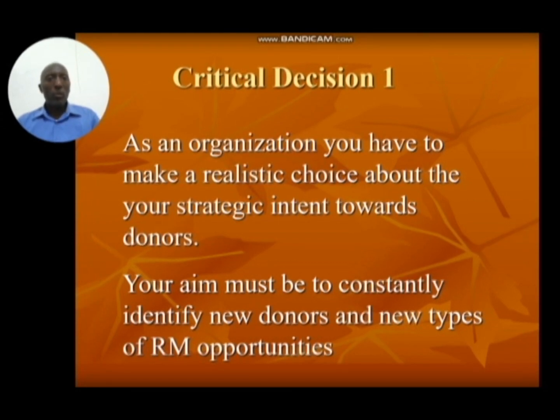Two, your aim should be constantly identifying new donors and new types of resource mobilization opportunities. At this time, there are many. You can write proposals. There is digital, crowd fundraising, direct emailing, and so forth. So as an organization, you need to make choices. Which way should you take? You look at all these different ways of generating resources for the organization.